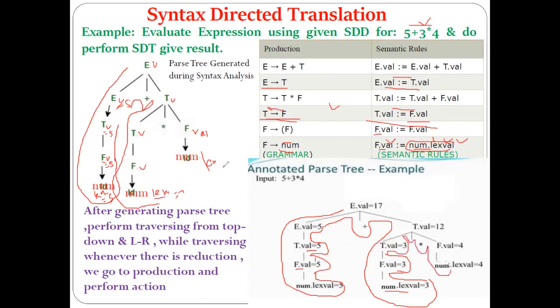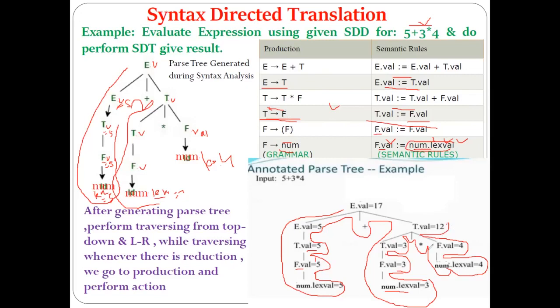Again, we come to this point. Now this num dot lex value will be the 4. So here we associate it and go on traversing. Again, in this way, this num dot val can be assigned to the f dot val using the grammar production rule. And f dot val can be associated to the t dot val because here we have the production f can be reduced to t. So f dot val equal to the t dot val.